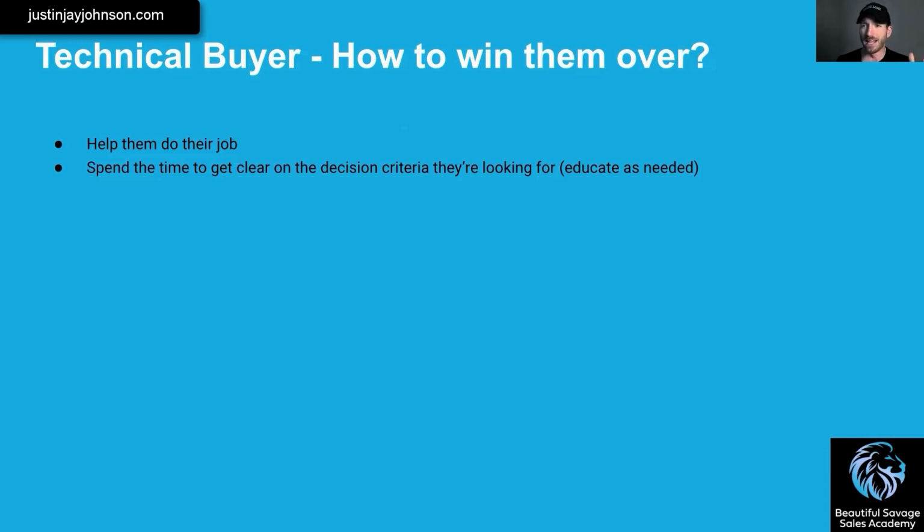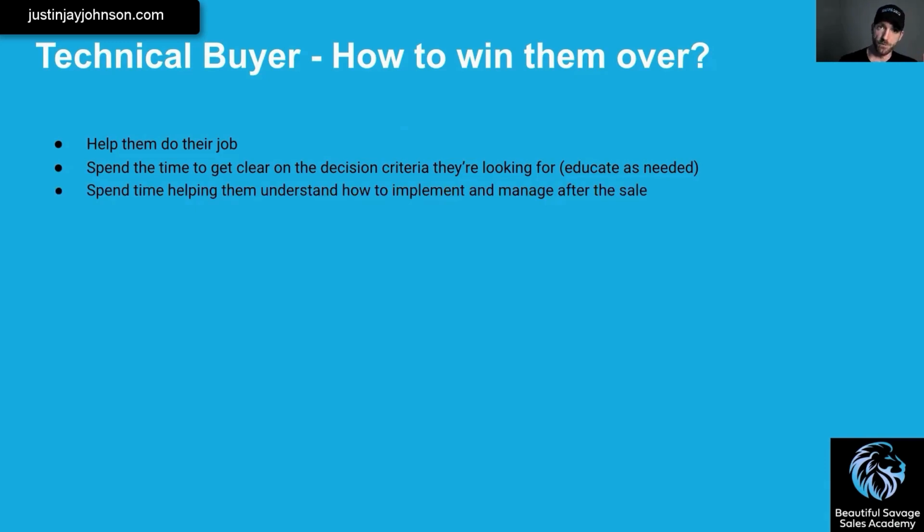Number two, spend time and get clear on the decision criteria they're looking for. And when I say clear, this has to be black and white, because that's how they think, that's how they operate. So spend the time and get clear on the decision criteria. And you need to educate as needed, because sometimes their decision criteria might be outdated. So when you're digging into the decision criteria, ask them why specific areas are a part of it and help prioritize as needed. So take the time to do it and improve your relationships and help win them over.